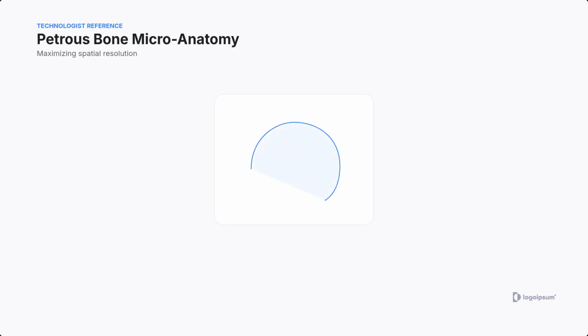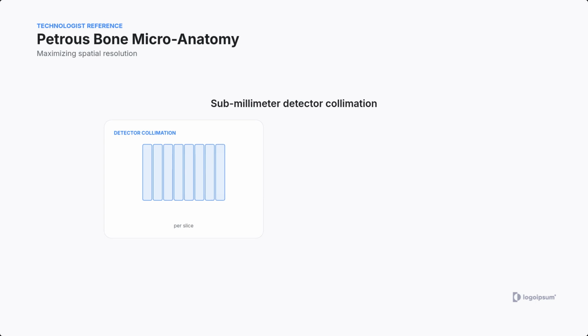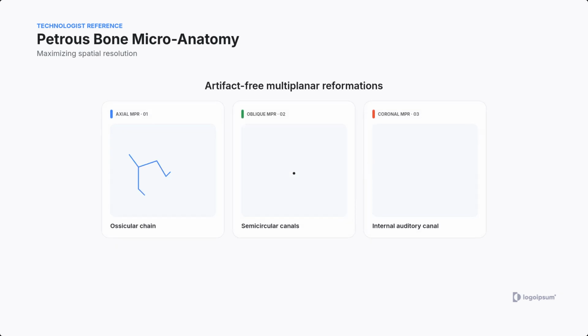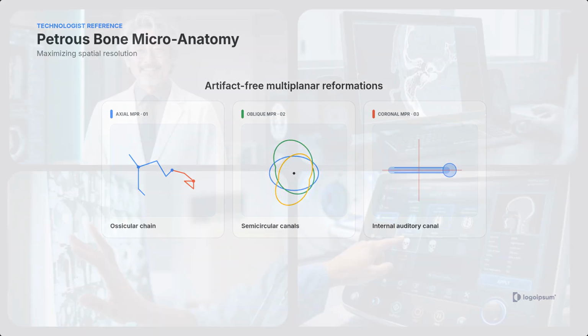For our technologist community, capturing petrous bone microanatomy requires maximizing spatial resolution. Acquisitions utilize submillimeter detector collimation, typically 0.5 to 0.625 millimeters, to yield isotropic voxels. Having equal dimensions in the X, Y, and Z planes allows artifact-free multiplanar reformations along the true anatomical axes of the ossicular chain, semicircular canals, and internal auditory canal.